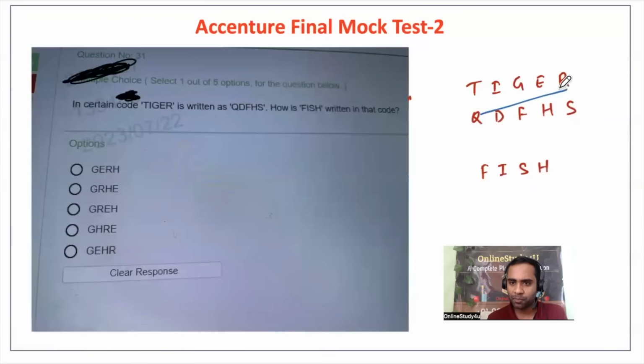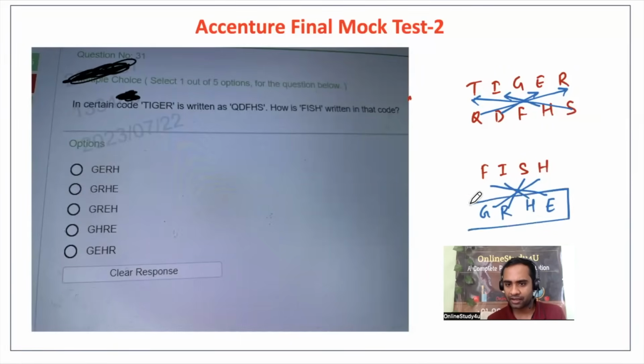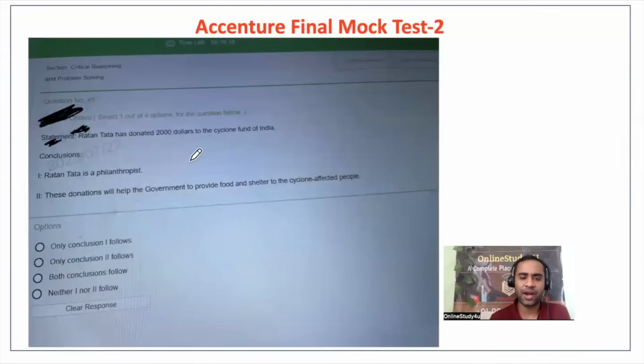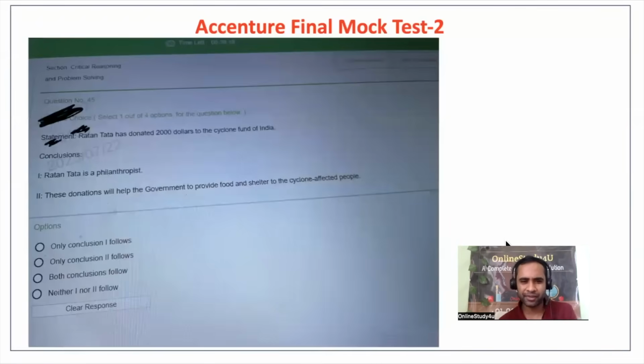M N O P Q R. So Q plus 1 is R, and S plus 1 is T. Then D plus 1 is E, and H plus 1 is I. Same thing here, friends. G plus 1 will be H, and E plus 1 will be F. R plus 1 will be S, and H plus 1 will be I. So G R H E, that means option B will become the correct answer for this particular problem. So basically you have to find out the code. This was a coding decoding question.